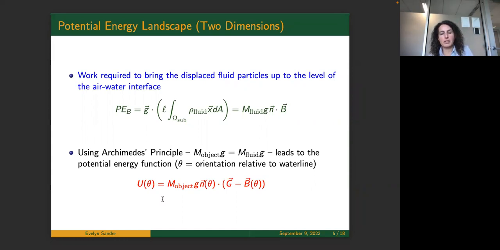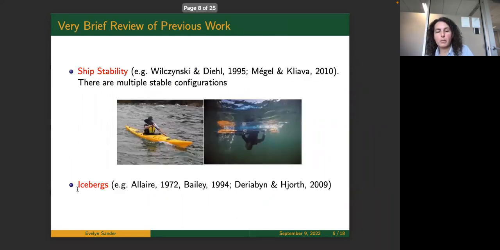Another way to say that is the center of buoyancy is going to be directly below the center of gravity. Okay, so this is sometimes stated without developing this potential energy function first, but you can derive it from the potential energy function. So anyway, that's the way that we can find the stable floating configurations, by looking for minima of this potential energy function.